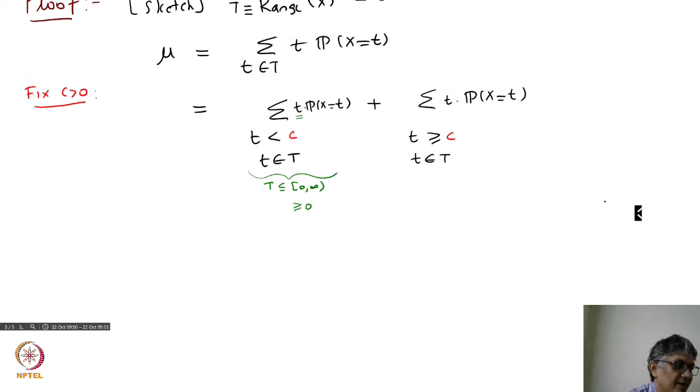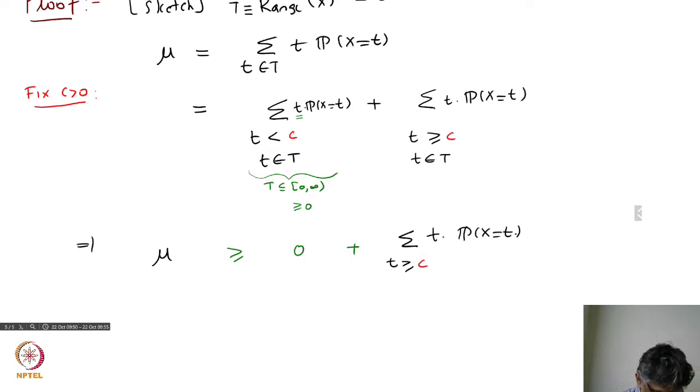This will imply my mu is always going to be bigger than or equal to, I'll just throw this away, I'll just put this as 0 plus whatever is here: the sum over t bigger than or equal to c, the chance that t times probability x equal to t. So I'm just throwing it away.